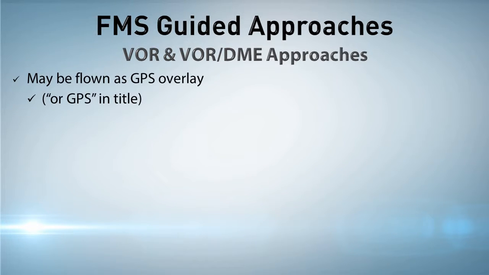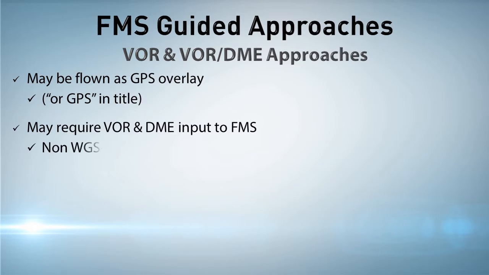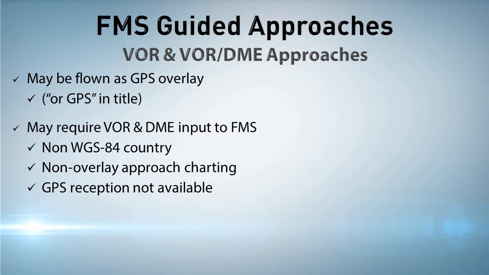VOR and VOR DME approaches can be flown as an SBAS overlay approach if the words "or GPS" are in the title of the approach. VOR and DME are required if the approach is non-overlay, if GPS is unavailable, or if the approach is not surveyed in accordance with WGS 84. If the country of origin does not authorize the use of SBAS or GPS, the FMS will deselect the GPS when the approach is armed.